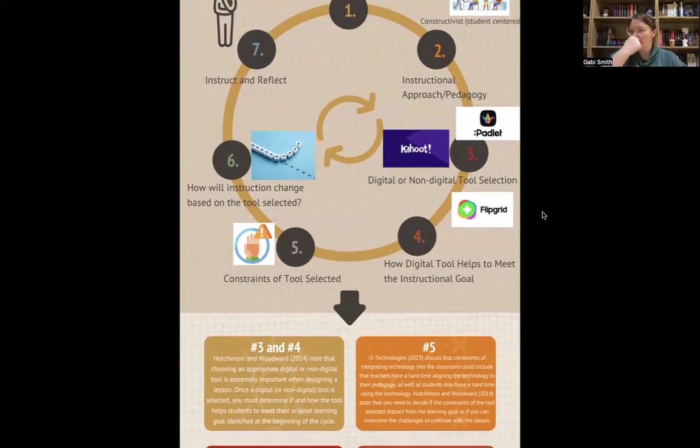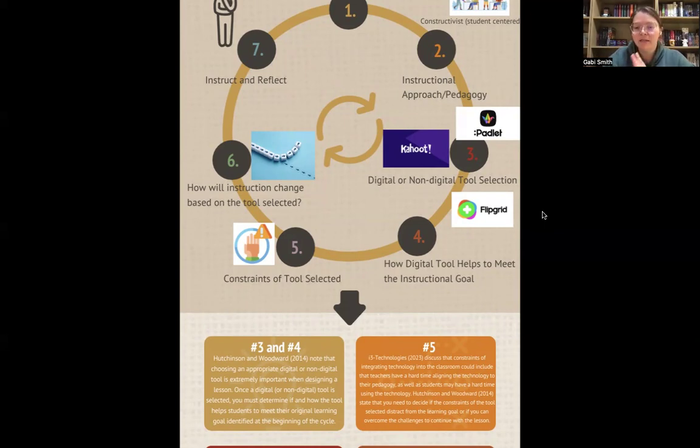Looking at number 5, you have to think of the constraints of the tool selected. And Hutchinson and Woodward describe this as like, what barriers are you going to come across, right? Perhaps students have never worked with that digital tool before, and so you have to put time into your lesson to teach them the basics. And does that mean that it's going to completely take away from the learning goal, or is that tool still viable enough to help students reach that goal? That was put forward by Hutchinson and Woodward.